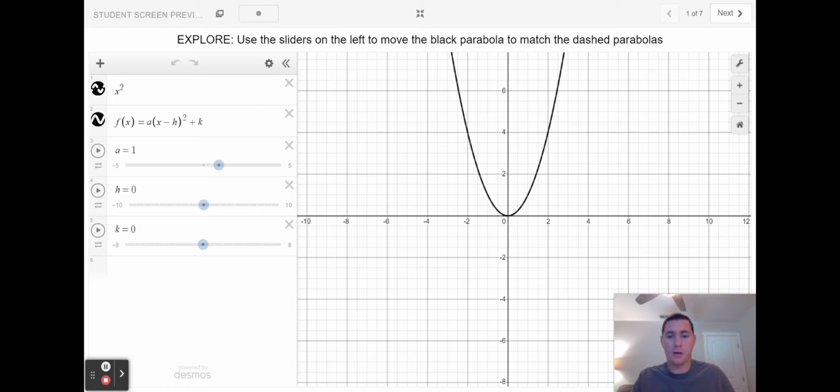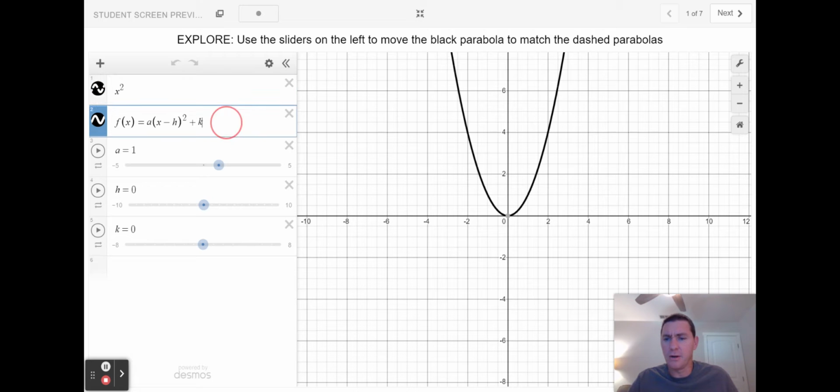I want to talk about how we transform this basic x squared parabola here. Okay, so we've got our original, our x squared. This creates this U-shaped curve we call a parabola. And notice how there's nothing else to it. This is just x squared. It's as simple as we can make it.